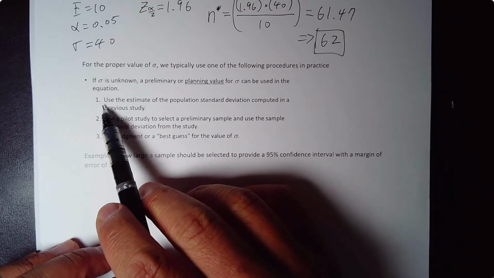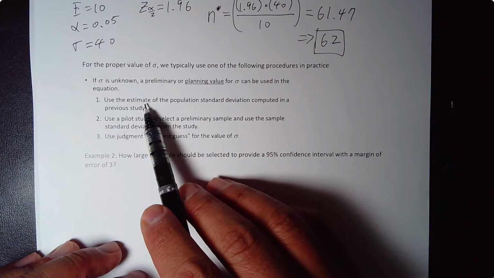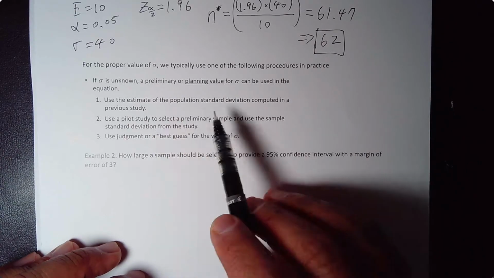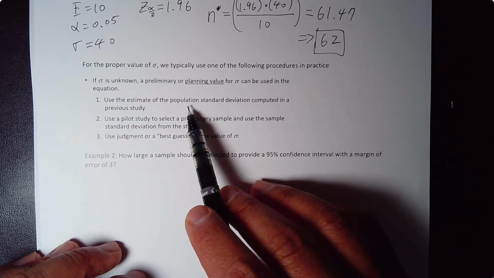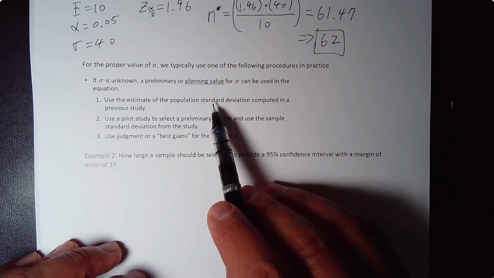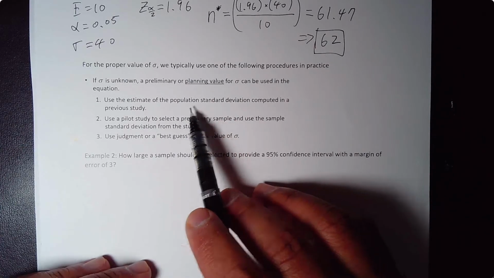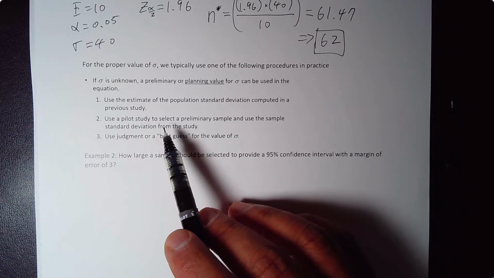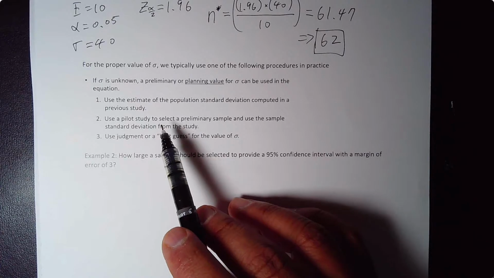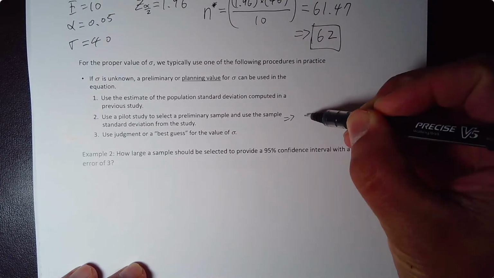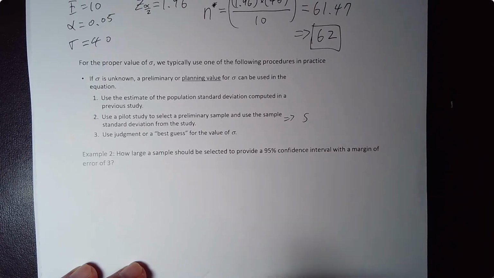So one, we can use an estimate from a previous study. If you're doing a similar study, let's say on income, then you can try to borrow the standard deviation estimated from a previous study. Two, you can use a pilot study. Just forget about sample size, collect a sample of 10 from the population and get an estimate S. Then use that as your estimate for the standard deviation.